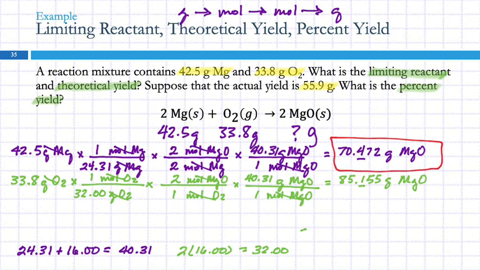Okay, that is our theoretical yield. We can't make more than that because at that point we've run out of what? We ran out of magnesium. You run out of magnesium, you can't make any more magnesium oxide. This is the limiting reactant. That guy right there.